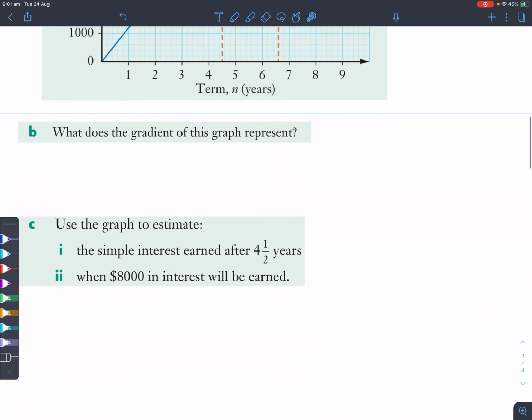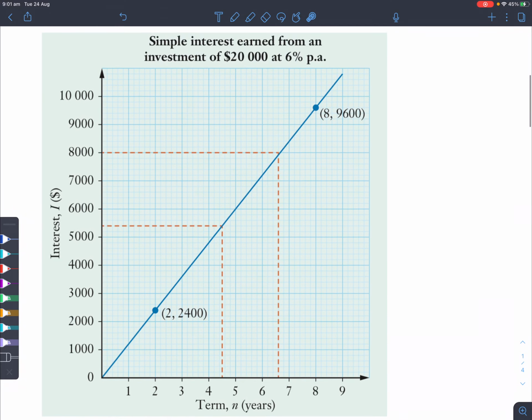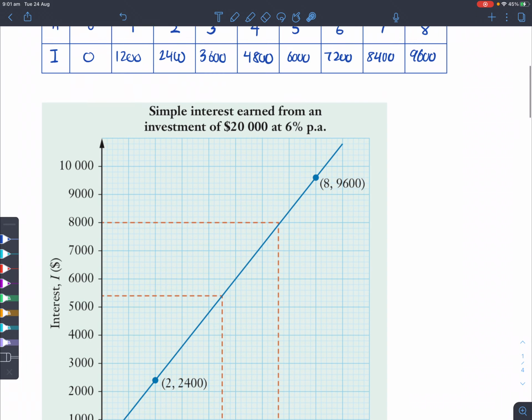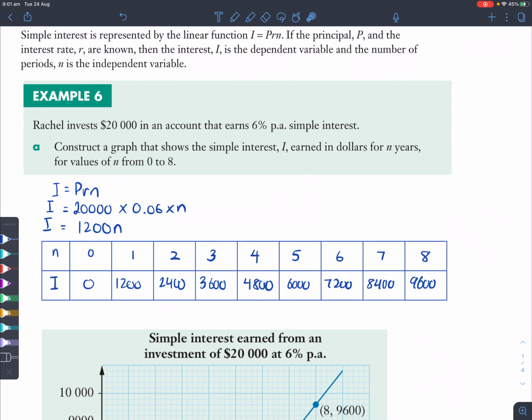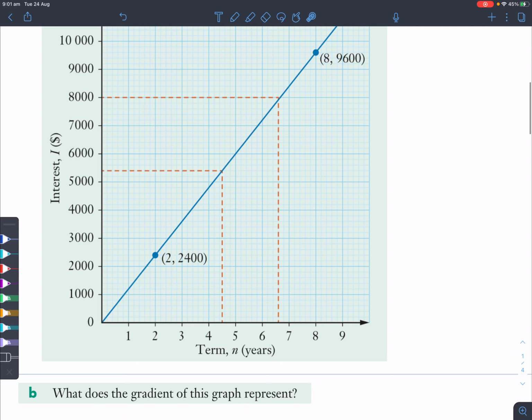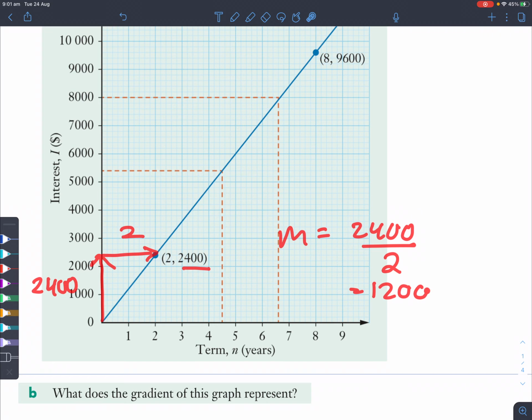Now, part B: what does the gradient of this graph represent? Our gradient here is basically rise over run. If I grab this point here and look at how much it's rising from our origin, it rises by 2,400, as we can see here, and runs by 2. So what is our gradient? 2,400 over 2, which is 1,200.